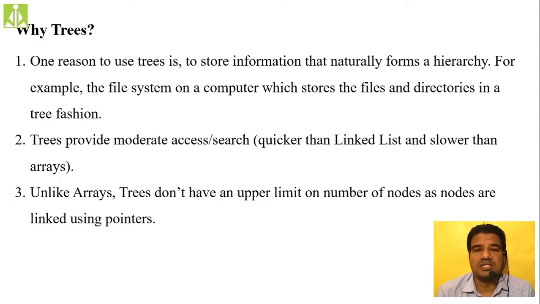Trees provide moderate access or search. When compared with lists, and when compared with arrays, the search operation we perform will be in a quicker manner. Of course, nobody can beat arrays. They are the fastest way because we have direct access to each and every element.